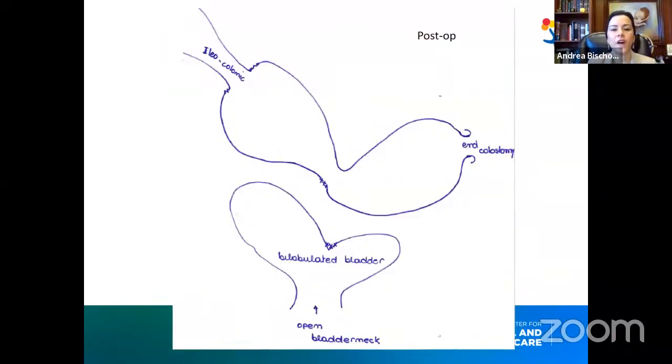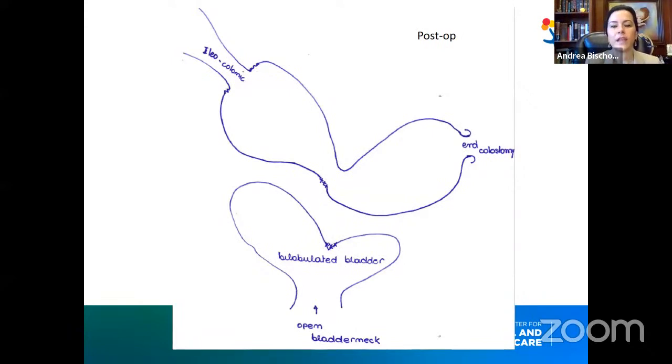So here is the final anatomy. So we ligated the colovesical fistula. We left the bladder intact. We removed the diverticulum and we made a wide connection between the ileum and the colon and a true end colostomy. So all the colon is now incorporated into the fecal stream. This is very important because even when this piece of colon is short, if it's not incorporated into the fecal stream, it does not grow.